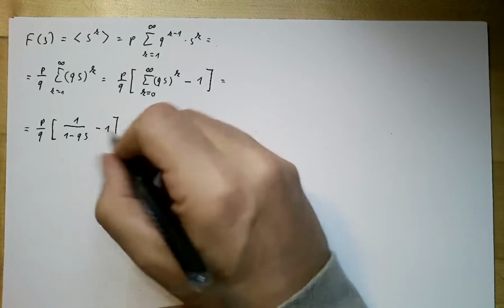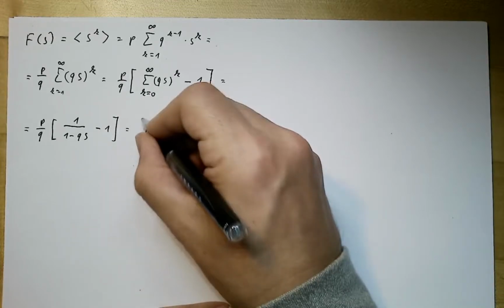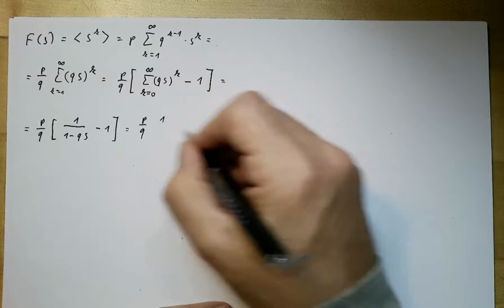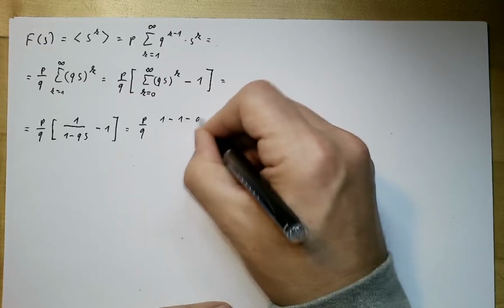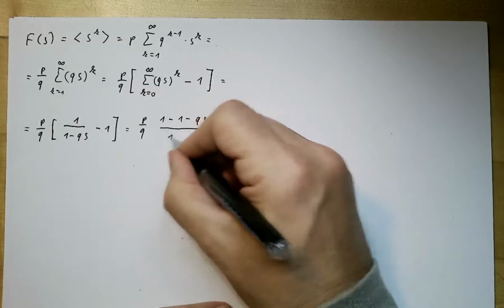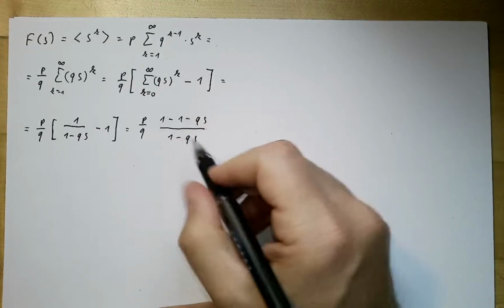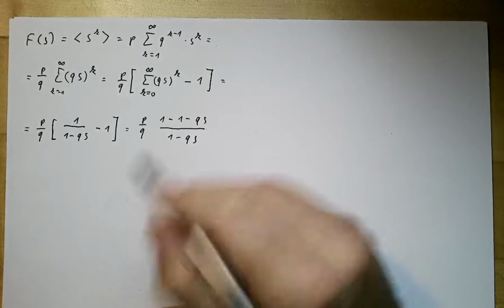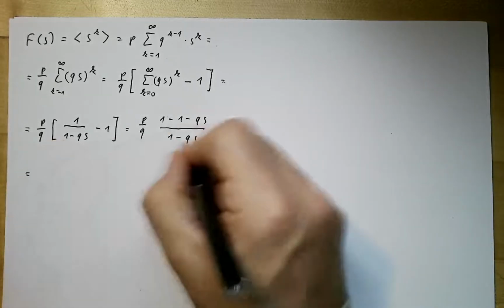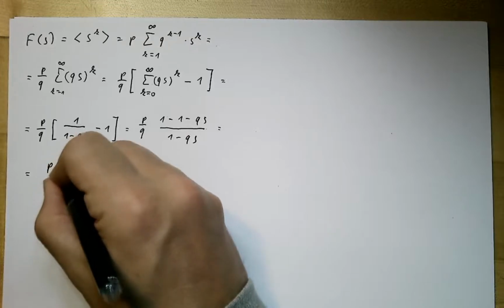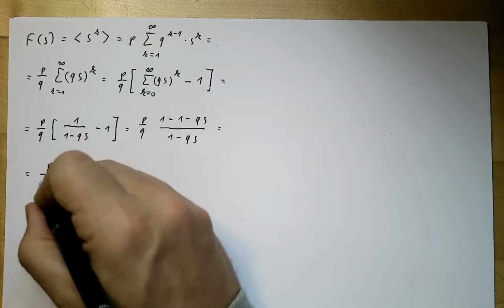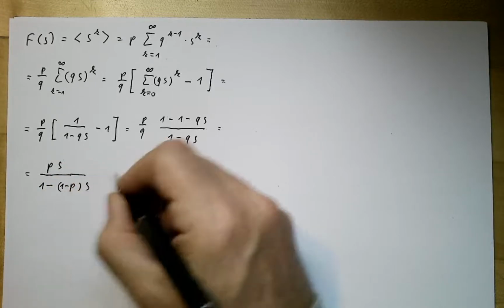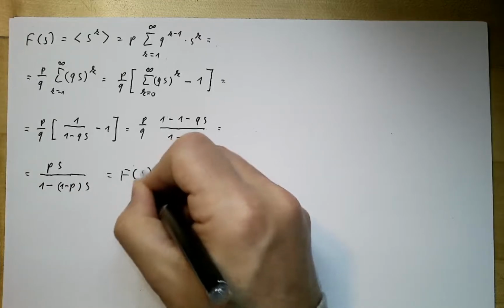And then we can rewrite this as p over q. Then we have a big fraction here, 1 minus q times s over 1 minus q s. The q's cancel. For q we write again 1 minus p because we want to express everything in p. And then you see, if you work this out, this is p times s over 1 minus p s. And this is the generating function.